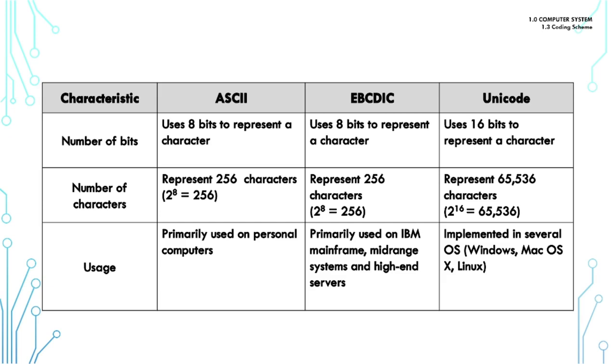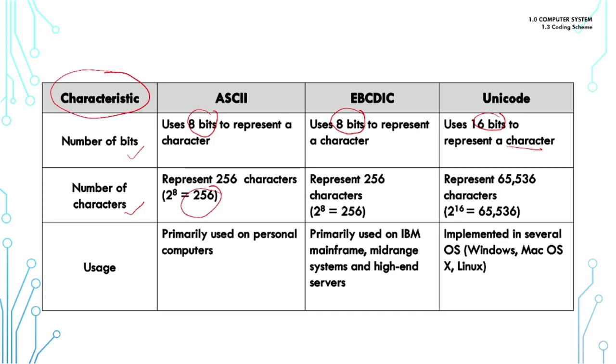Kita tengok difference, okay, between each of the coding scheme. Okay, in characteristic, kita tengok daripada item character, number of bit. Untuk ASCII, use 8 bits to represent a single character. Memerlukan 8 bits untuk represent satu character, satu huruf. Sama juga dengan EBCDIC, use 8 bits to represent a single character. But for Unicode, use 16 bits to represent a single character. Okay, in characteristic, number of characters that can be represented. Okay, untuk ASCII and EBCDIC can represent 256 different characters.